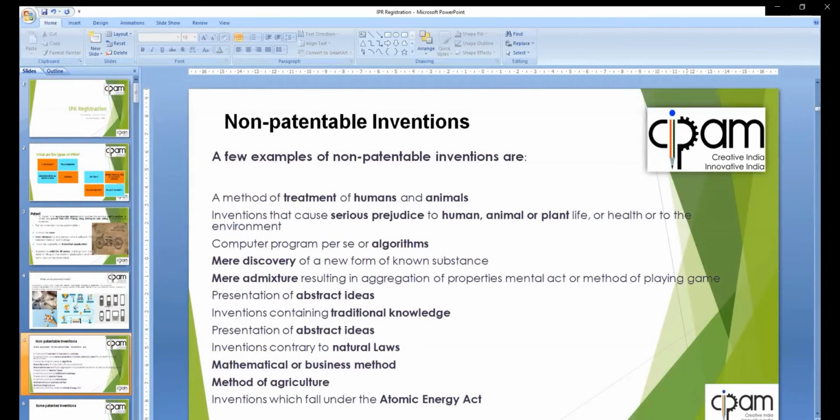So now let's go for observing some of the non-patentable things. Presentation of abstract type, for example, already existing natural laws and traditional knowledge. These are some different ways of protection. This cannot be protected by patenting, and we have to take another set of procedures. Presentation of abstract ideas, the natural laws, for example, Newton's laws, mathematical methods, business methods, methods of agriculture, inventions which fall under atomic energy. So these are the non-patentable things.